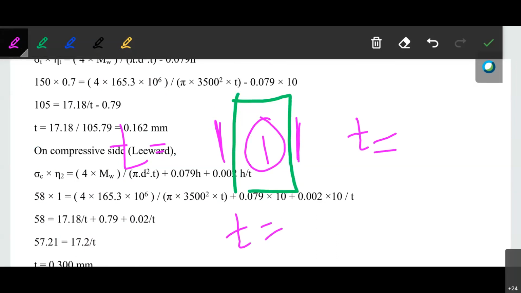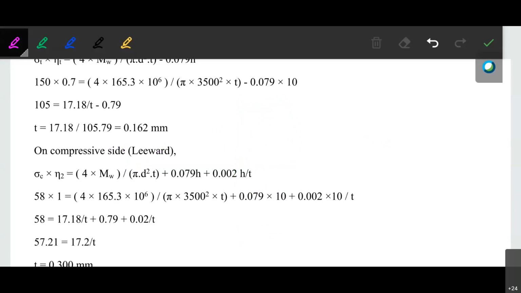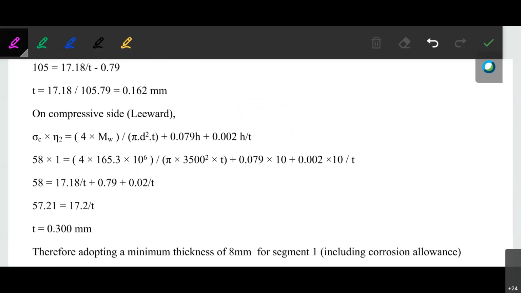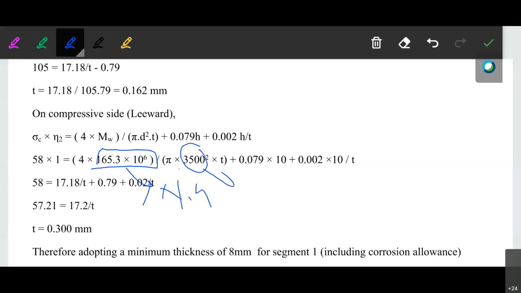Therefore again calculating the thickness of the plate for the compressive side, or the leeward side of that particular section. Again sigma c multiplied by the efficiency. Here efficiency is 1, and sigma c we calculated as 58. Again 4 multiplied by the Mw, converting it to kilonewton, and again converting it to Newton mm, and again converting into mm.